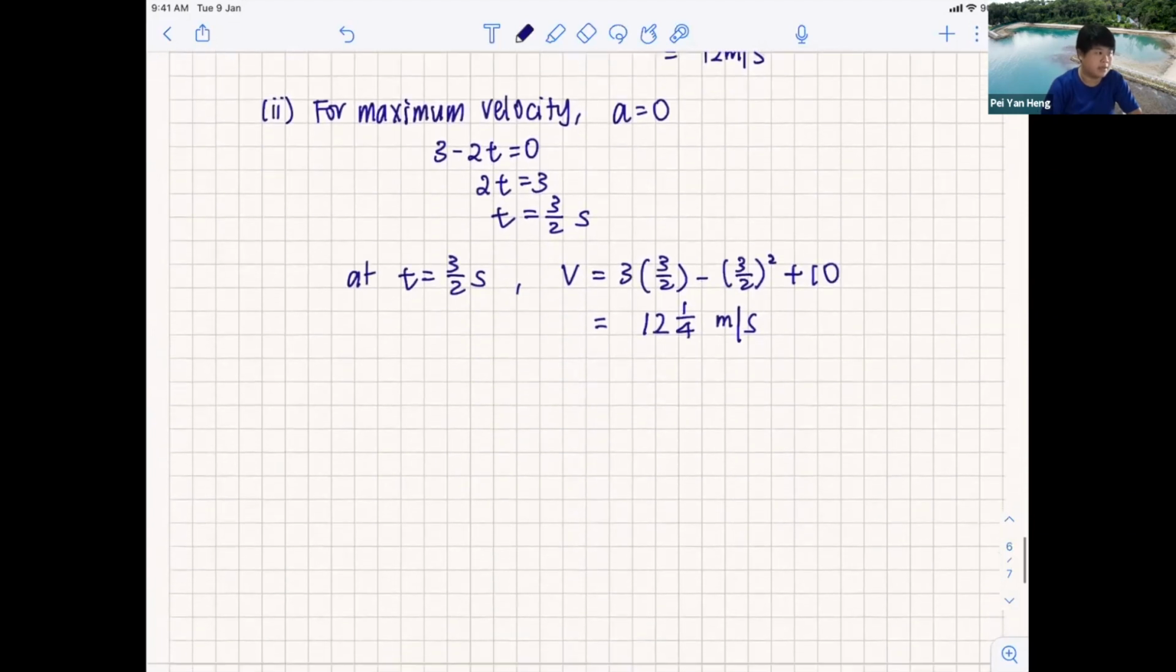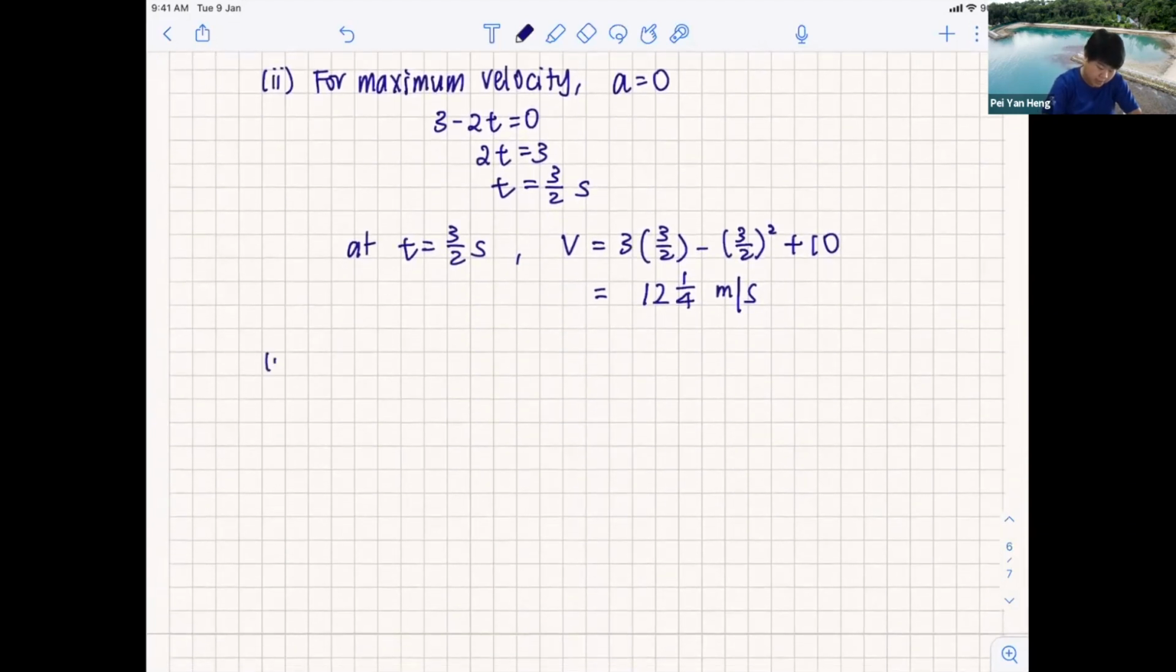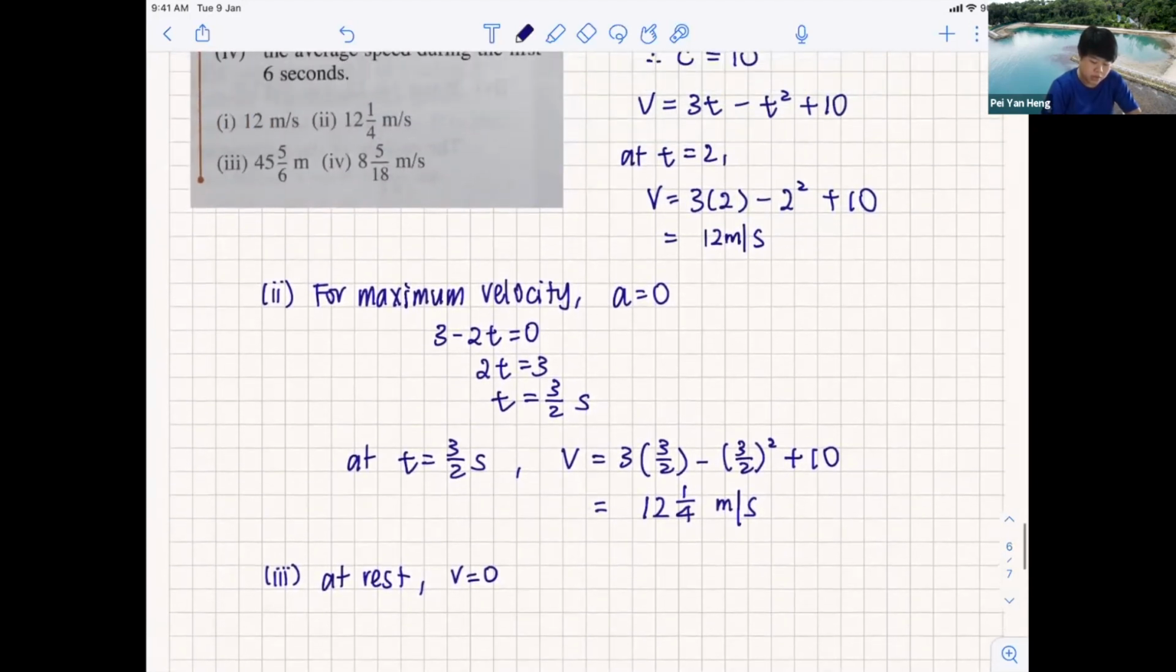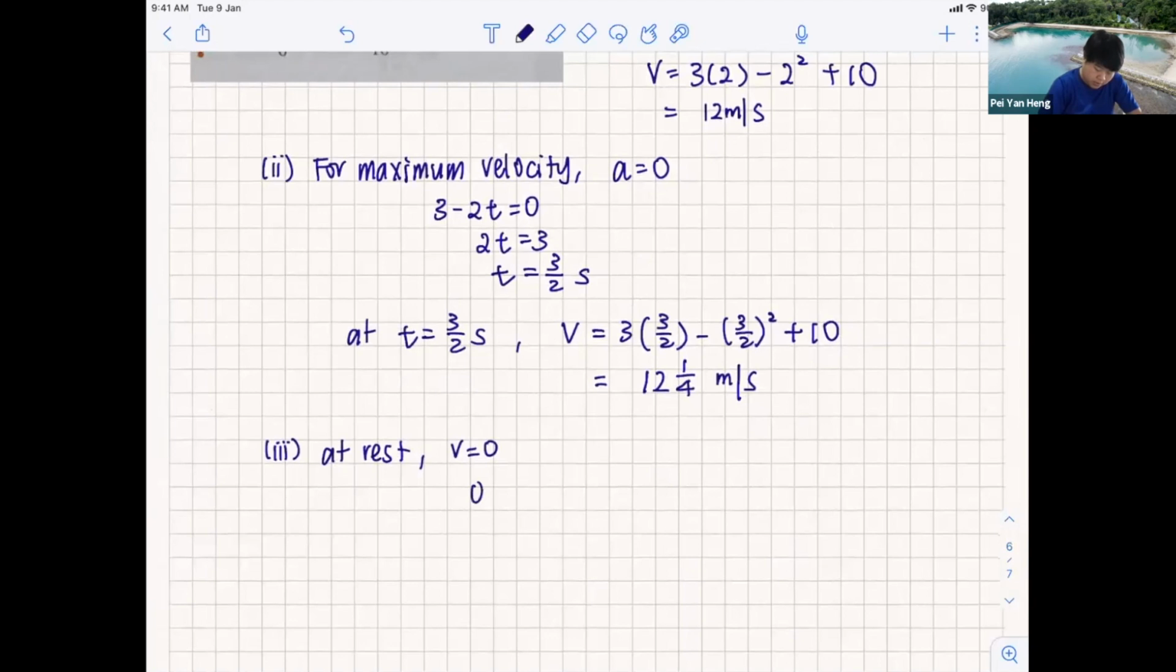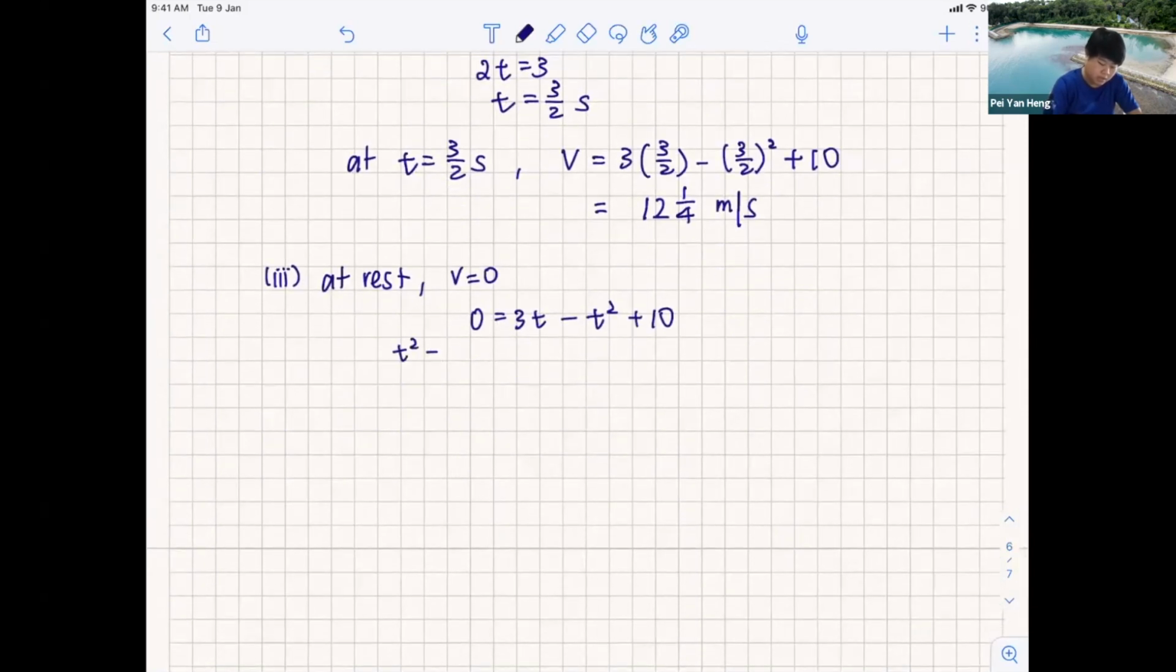All right, so let's find out when the particle is at rest. At rest, velocity is 0. So when you solve, you get 0 equals 3t minus t squared plus 10. Let's rearrange it: t squared minus 3t minus 10 equals 0. And so you get (t minus 5)(t plus 2).